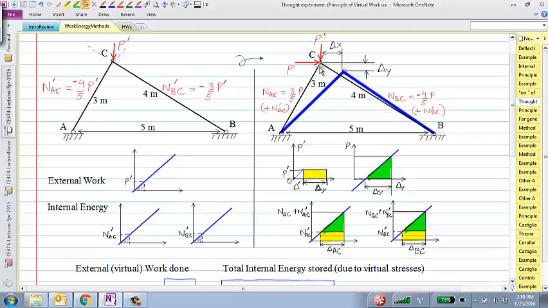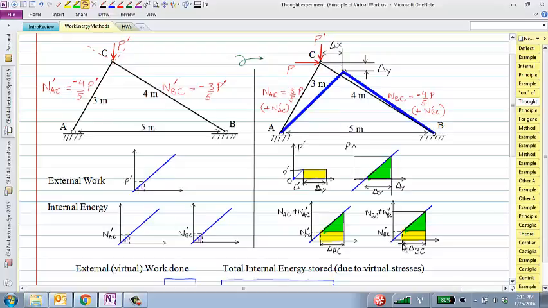So what we are saying really is that had I not applied this virtual force at all, if I had just applied the real force, then the real force would have done some work and stored energy within those two members. The real work done would be this green triangle, and the internal energy stored within those two members would be these two smaller green triangles. The area of this green triangle would be equal to the sum of the areas of these two green triangles, because this is the external work done and internal energy stored in the first case. Therefore, in the second case, when I do apply this P prime, the yellow rectangular areas must also be equal.